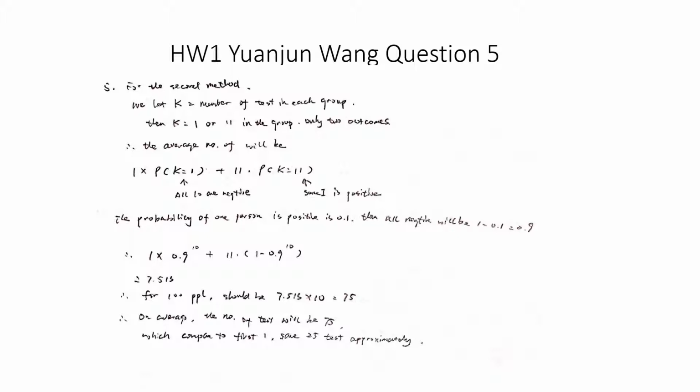Now, because we have 100 people in 10 groups, we multiply the 7.5 tests by 10, which will give us an average of 75 tests. So on average, the number of tests will be 75, compared to the first method, where we test one by one, which means we will save around 25 tests approximately.